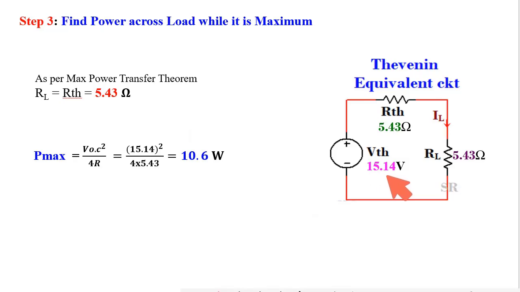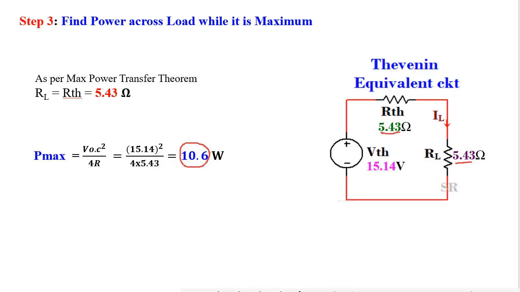So 15.14 is the Thevenin voltage, 5.43 is the source resistance. To get maximum power at the load, the value of the load should be the same as RTH, that is 5.43. And using the formula I got 10.6 watt as the maximum power at the load.